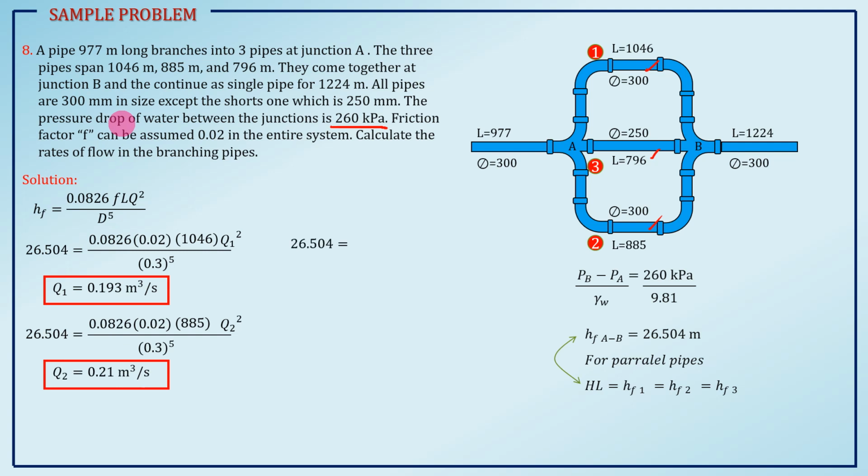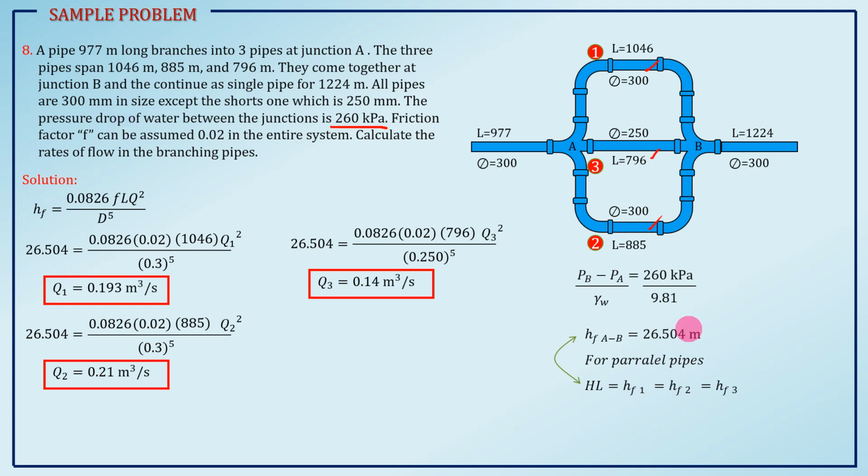Then lastly, for Q3, we use again the Darcy-Weisbach equation: 0.0826, F is 0.02, L is 796, Q3 is unknown, so squared, divided by the diameter of 0.25 raised to 5. So, Q3 is equal to 0.14 cubic meter per second. So, that is your parallel pipe.